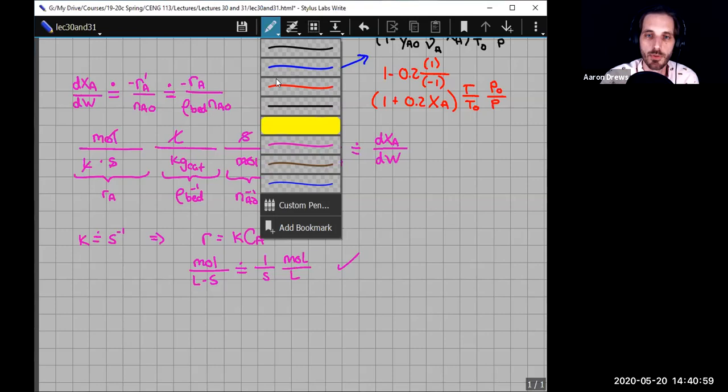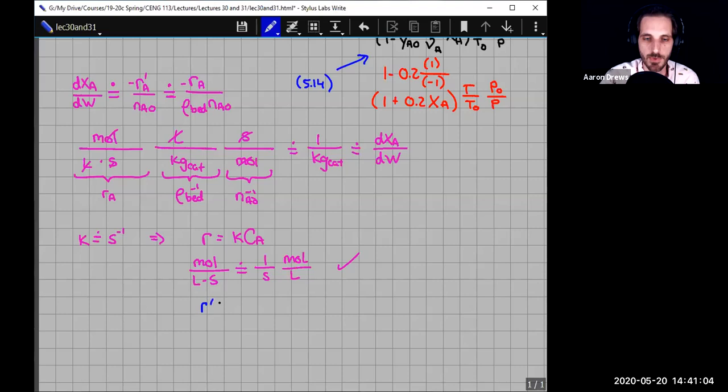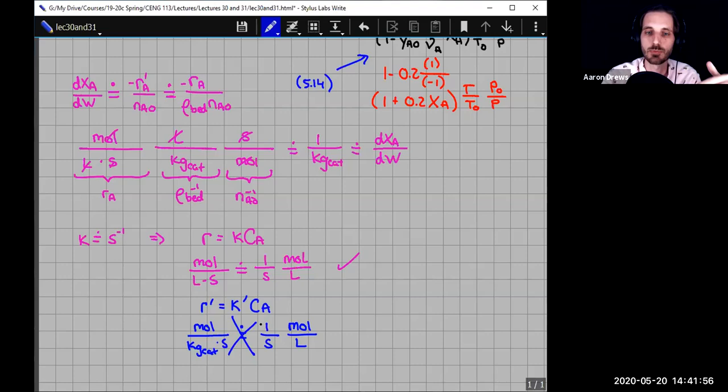If it were K prime, then the rate law would have had to be written as something like R prime is equal to K prime times CA. The units expected there are something like amount per mass per time, kilograms of catalyst or grams of catalyst or whatever per time. And then that has to equal whatever the units are on the right-hand side. If again we assume K has units of 1/seconds, CA will again have a unit of a mole per liter, but this doesn't work out. There's a factor of rho bed missing here, because we have a kilogram of catalyst over here and a liter over here. Those don't match, which means this is not accurate. We were not given K prime. We must have been given K, because that's the only way the units work out.